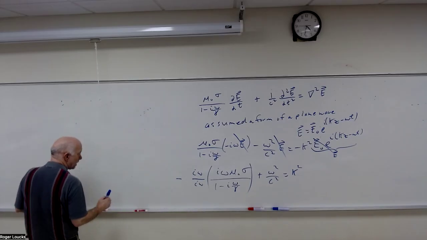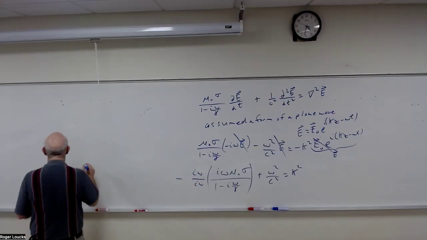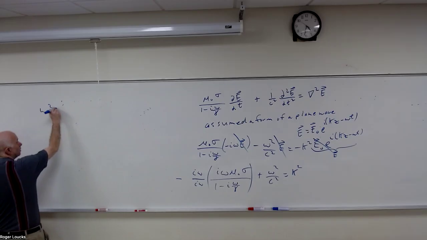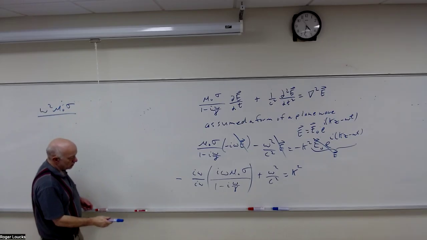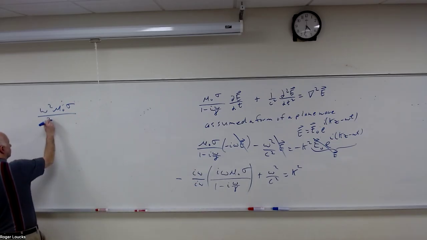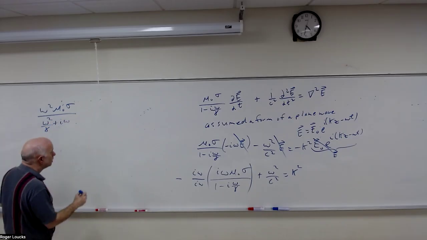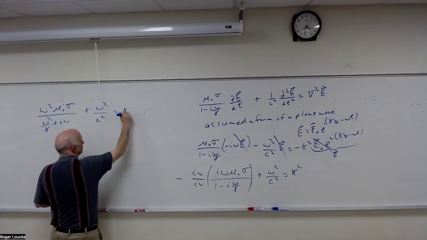So if you do that, this gives us the minus and the minus i, and this turns everything positive. That gives me omega squared mu naught sigma over this term, and this term gives me a positive. So I'll write that term as omega squared over gamma minus i omega. And then we had plus omega squared over c squared equals k squared.